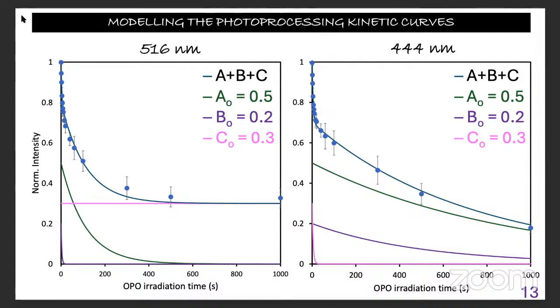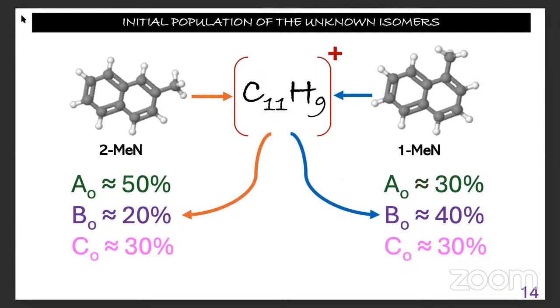We did this for different wavelengths, but also by using two different precursors to form the C11H9 cation: 1-methyl naphthalene and 2-methyl naphthalene. And it is interesting because for the C isomer population, we found around the same value, whereas for the other two, we have slight differences. But now let's continue, because we want to put a face to these isomers.